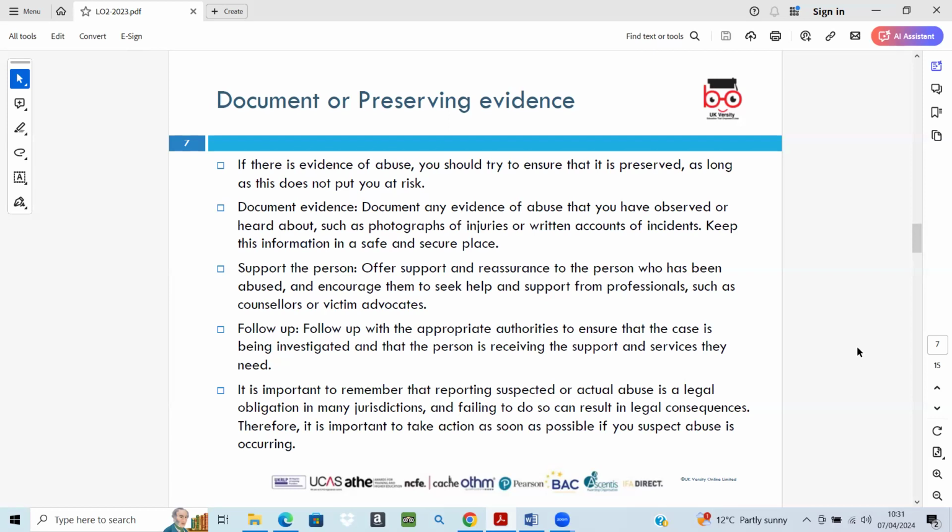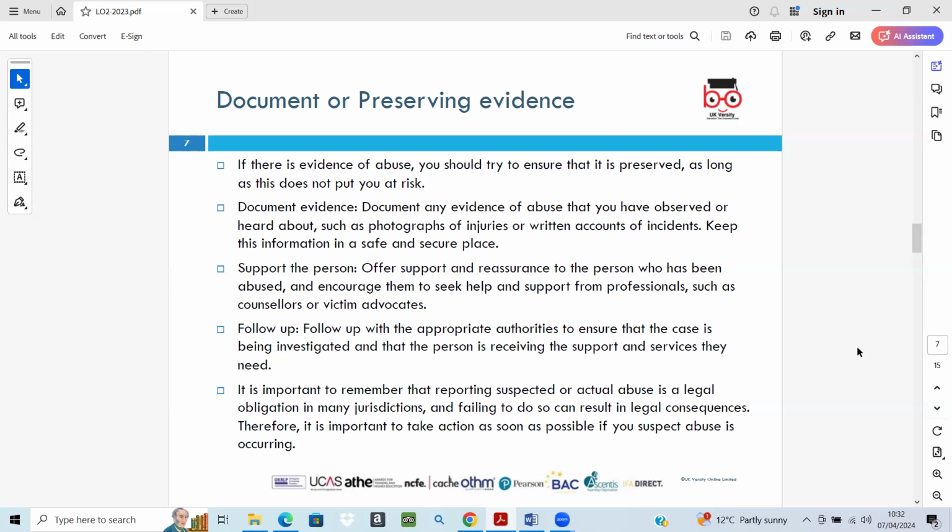Then support the person. Offer support and reassurance to the person who has been abused. Encourage them to seek help and support from professionals such as counselors, or any person like the social worker. So they could involve those people. And then as a carer, it's our duty sometimes to follow up with the appropriate authorities to ensure that the case is being investigated and that the person is receiving the support and services they need.